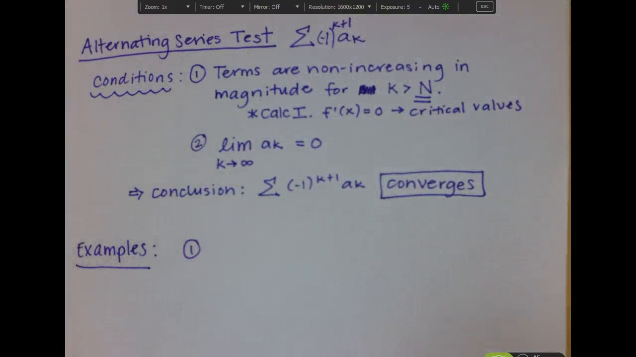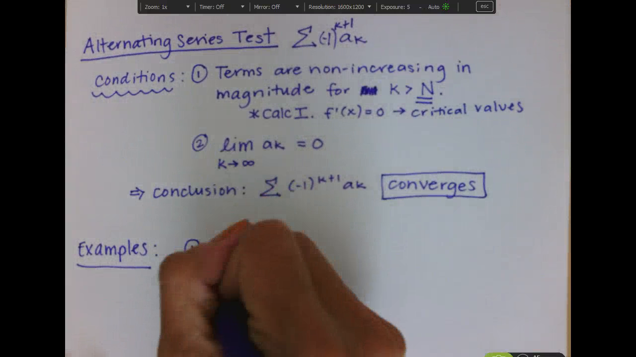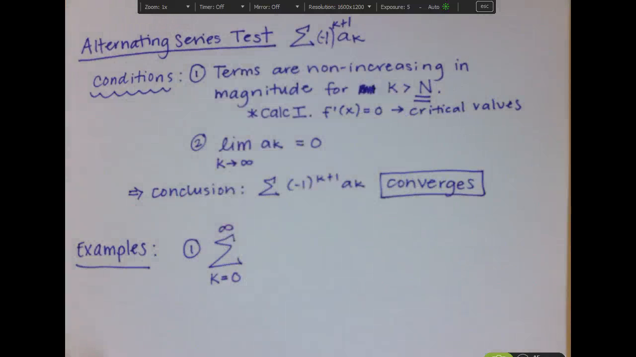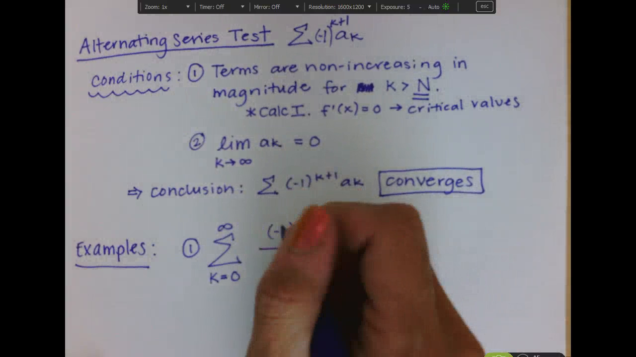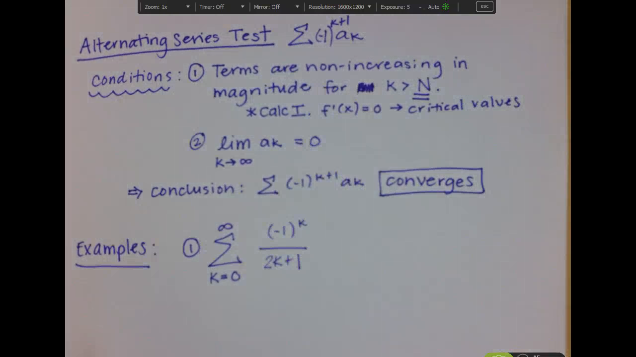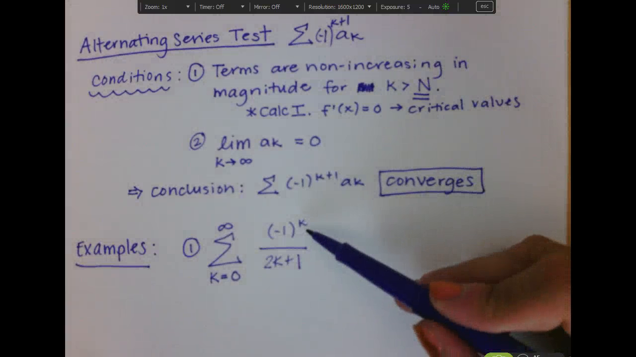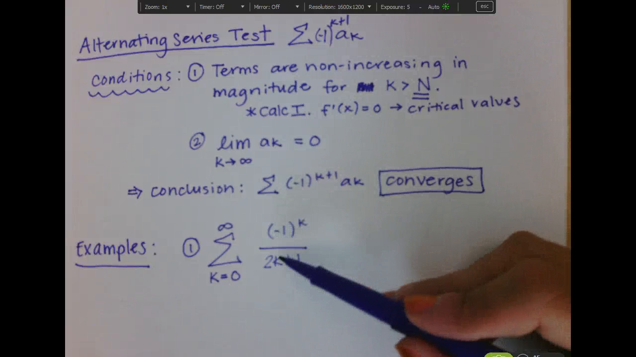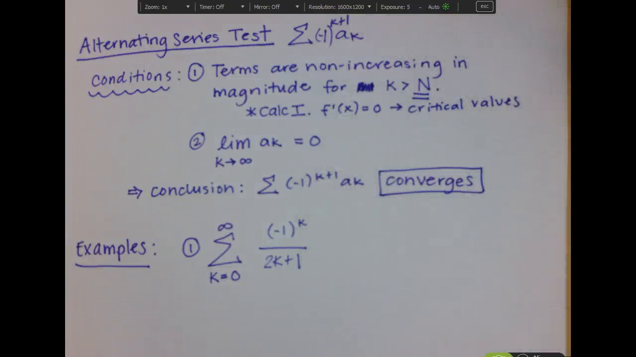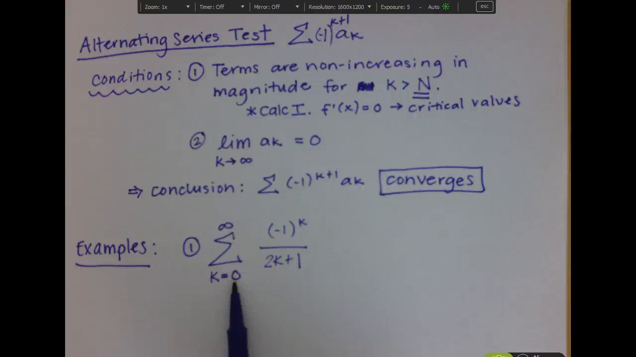My first example is going to be the infinite series, k starting at 0, going to infinity, -1 to the k power over 2k plus 1. Notice here that the alternating sign is written in a different form. It's not -1 to the k plus 1 as I had shown in this example up here. However, also note that the k is starting at 0 instead of starting at 1 like we often do.